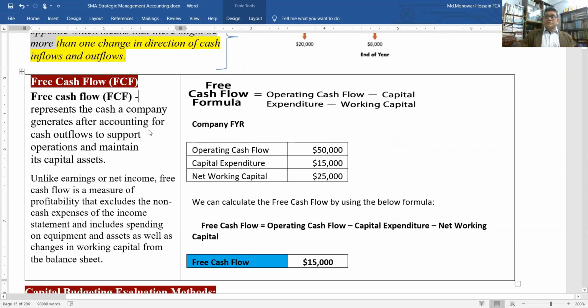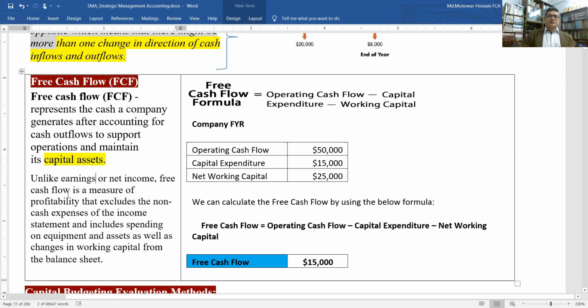Yes. So another thing now, free cash flow. We know the cash flow, and as per International Accounting Standard 7, we prepare the cash flow statement, and within it there are 3 activities: operating activities, investing activities, and financing activities. So what is free cash flow? Free cash flow represents the cash a company generates after accounting for cash outflow to support operations and maintain its capital assets.